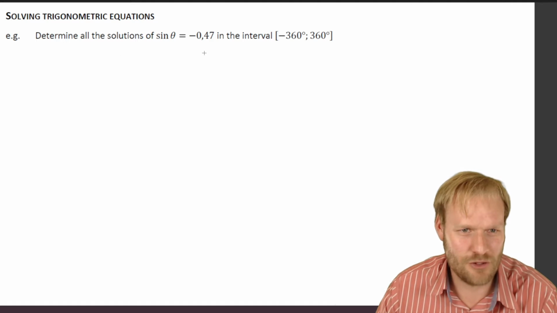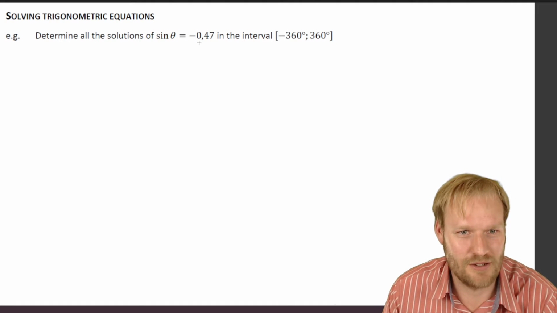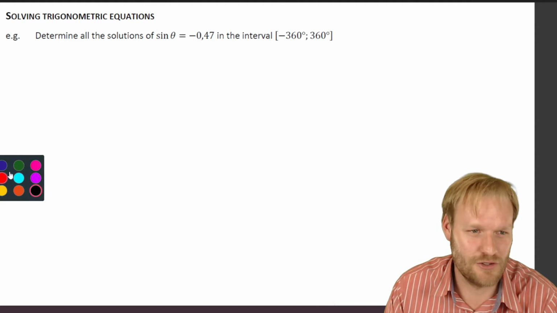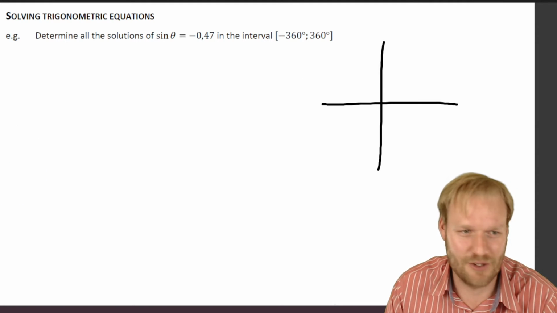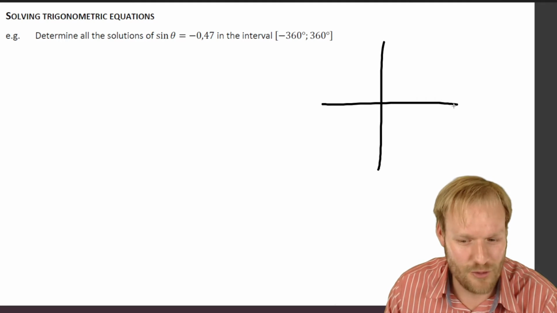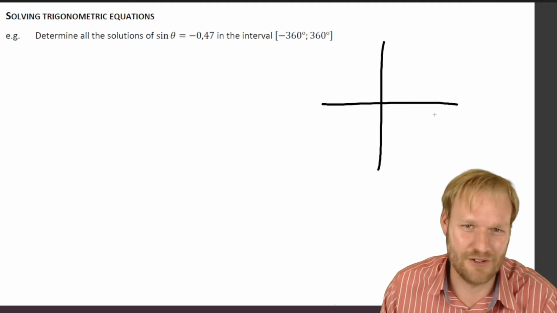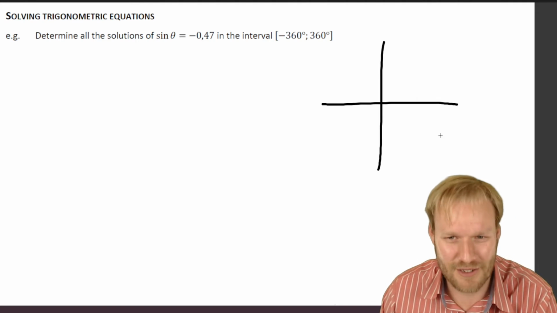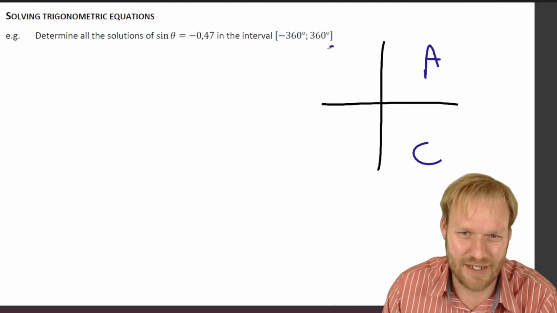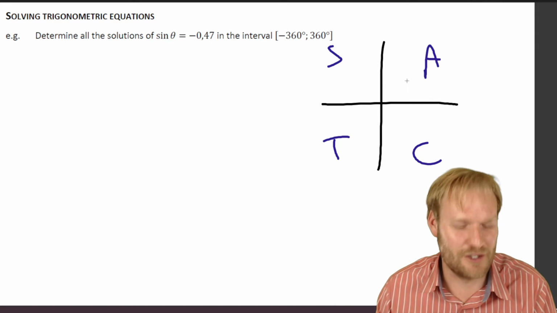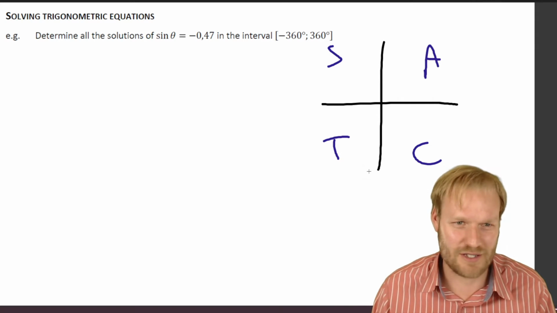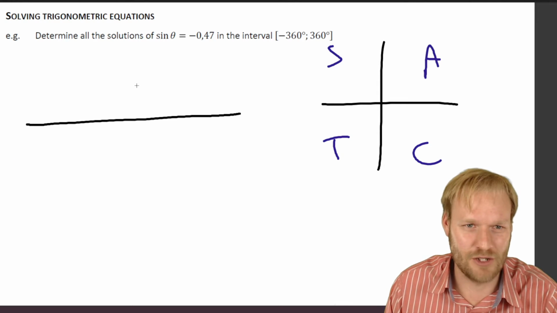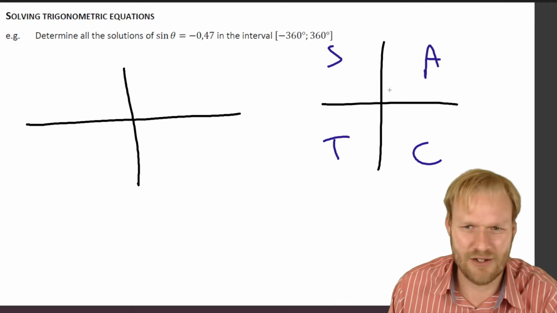So determine all solutions for sine theta equals negative 0,47 in the interval minus 360 to 360. Let's play a little bit of guess what I'm about to do. What 4 letters am I about to write down on this diagram to help me know which trig ratios are positive where? Well, I'm going to write down CAST. Maybe you're not going to use your CAST diagram at all. Maybe you're going to say, I'm looking at sine theta, so why do I need a CAST diagram?